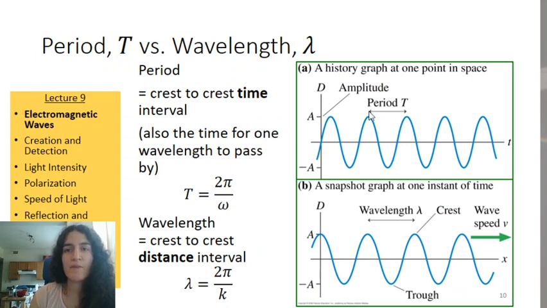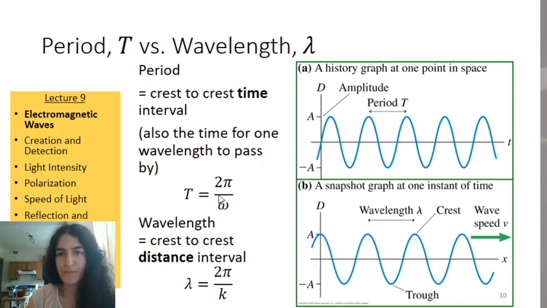So here, these are representations of the two main pictures of a wave. Here I have a plot of amplitude as a function of time. Here I have a plot of amplitude as a function of space, right? So the time to go from peak to peak on this graph would be giving me the period T. Here, the space to go from peak to peak on my disturbance as a function of space, that's wavelength, right?